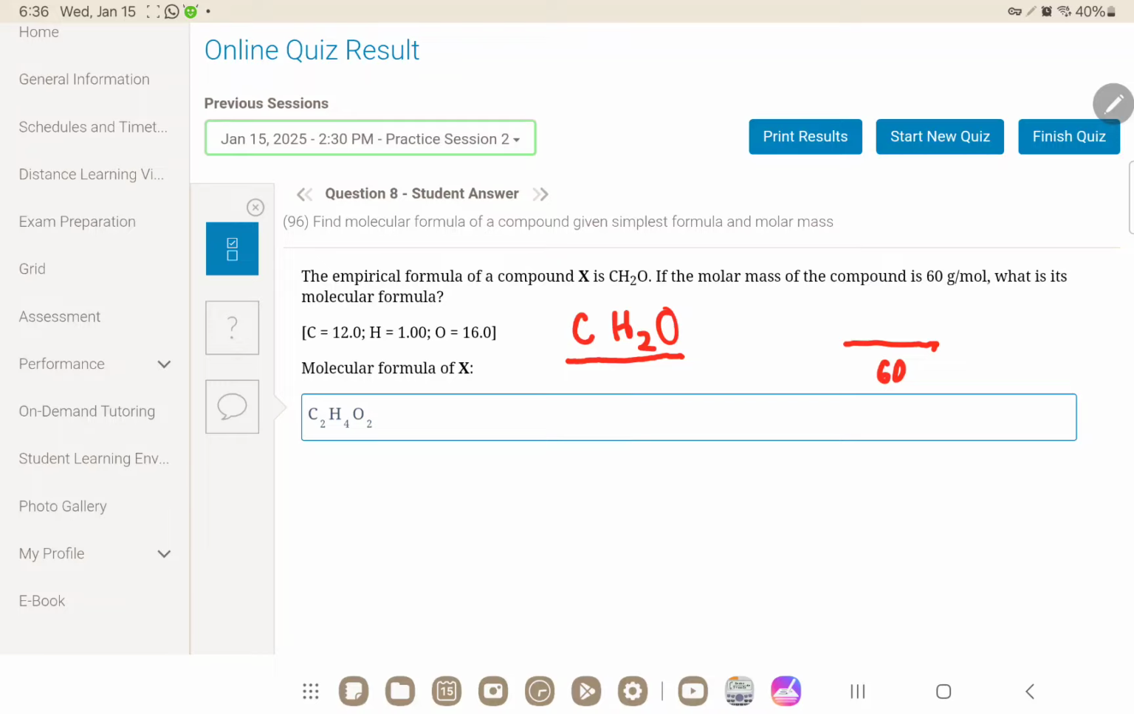So first of all, what we do is we find the molar mass of this compound. C is 12, H is 2, O is 16. Add them together, you're gonna get 30. So how much did you multiply to get from 30 to 60? Times 2. So you do the exact same thing to all of them, so it becomes C2H4O2. And that's your final answer. Now, moving on.